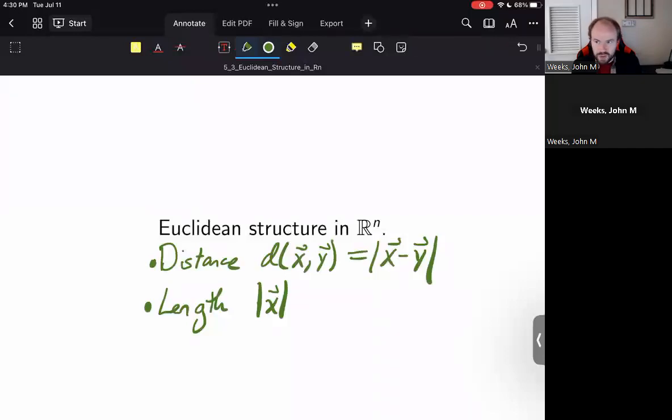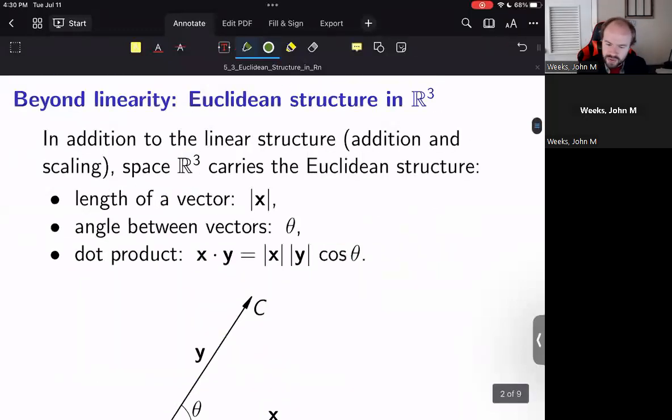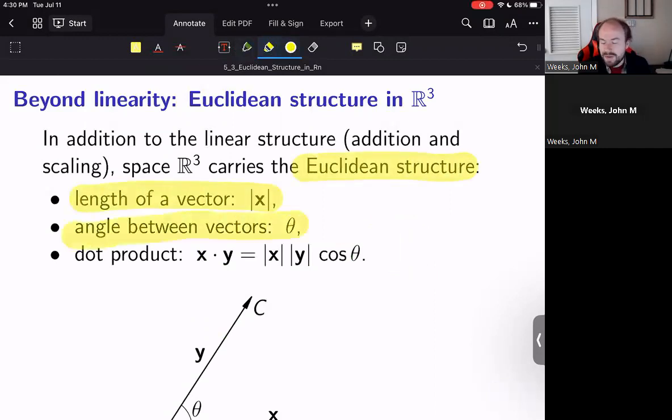So that's what we're going to be trying to get into at this time, talking about these two particular notions and how Rn has a lot of structure beyond just the algebraic operations, the linear operations, I should say, that any other vector space might have. So in addition to that linear structure, it carries the Euclidean structure. Namely, it has the length of a vector. It has even more than this, the angle between vectors, right?